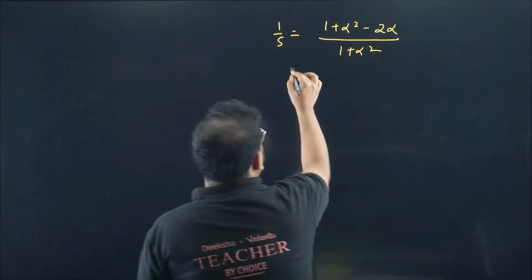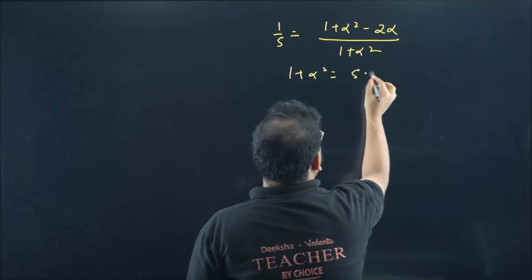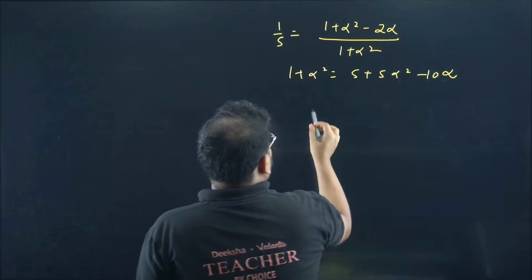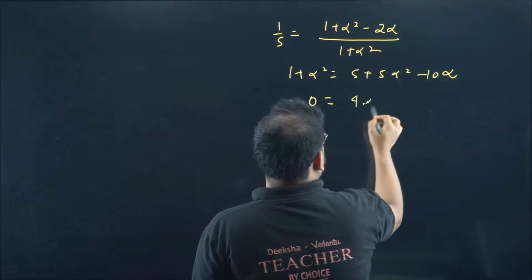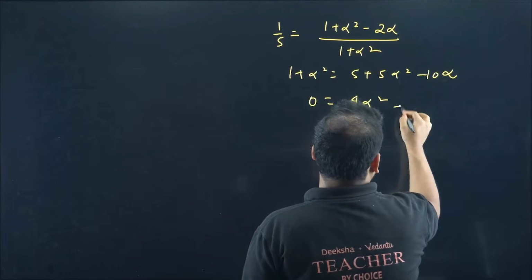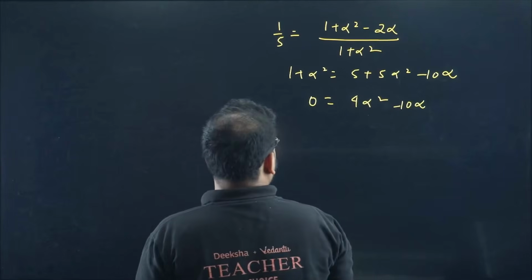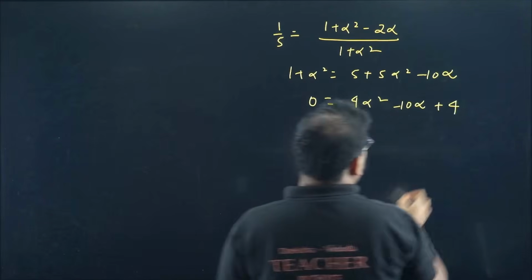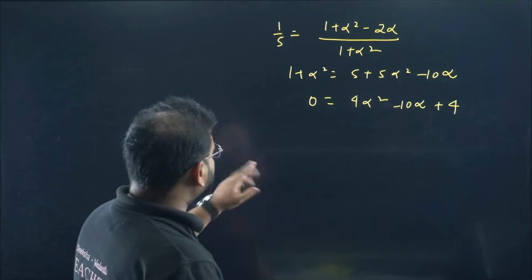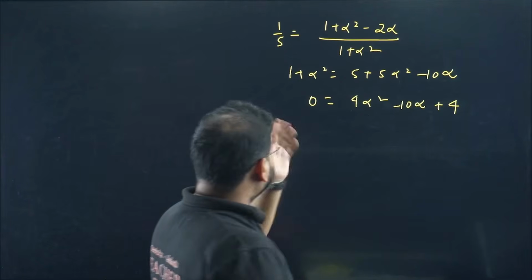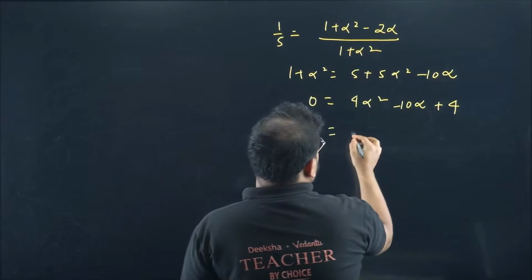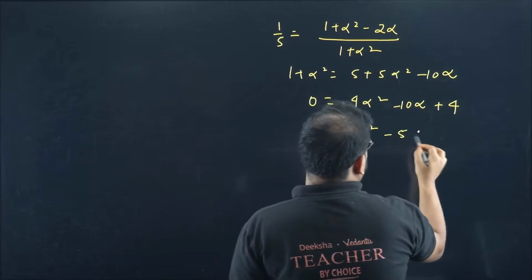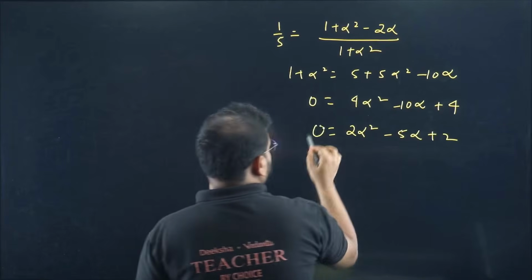Cross multiply, I get here 1 plus alpha square equals 5 alpha square minus 10 alpha plus 5. On this side I get 0: 5 alpha square minus alpha square is 4 alpha square, minus 10 alpha, and we have 5 minus 1 which is 4. This becomes 4 alpha square minus 10 alpha plus 4 equal to 0, that is, 2 alpha square minus 5 alpha plus 2 equal to 0.